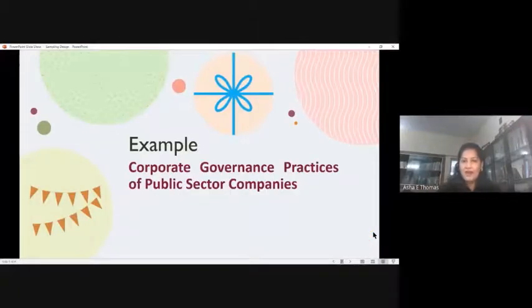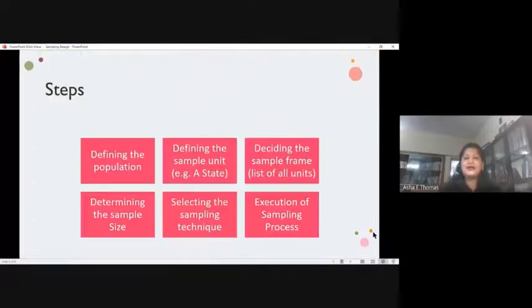The example is, I want to understand the corporate governance practices of public sector companies. I want to understand the corporate governance practices being undertaken by public sector companies in Kerala. So definitely the population is the public sector companies. I have defined the unit, the state. I want it to be within the state. And then I will be defining my population as all the public sector companies within Kerala state.